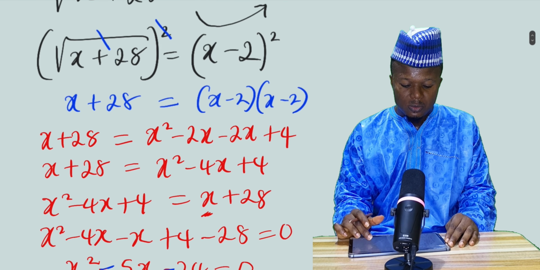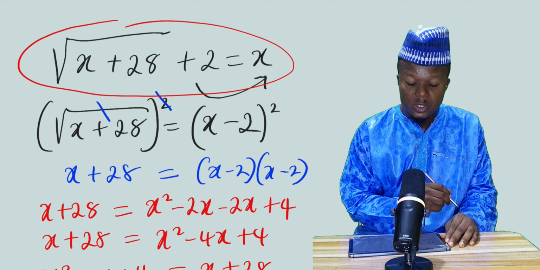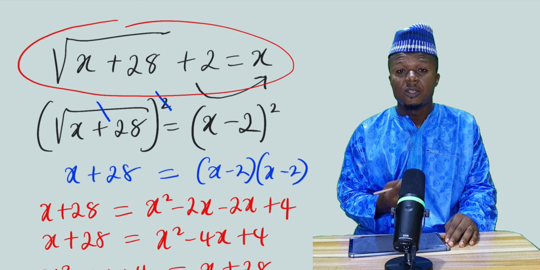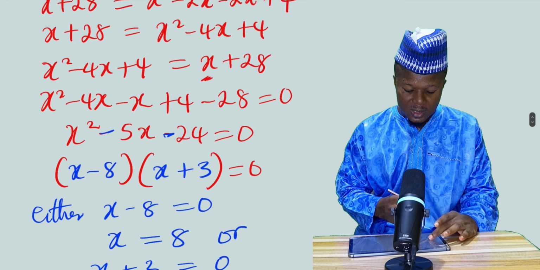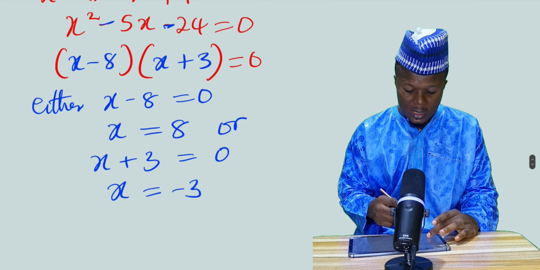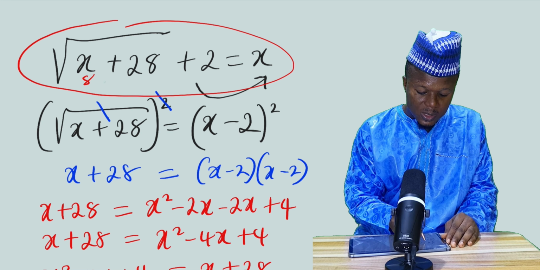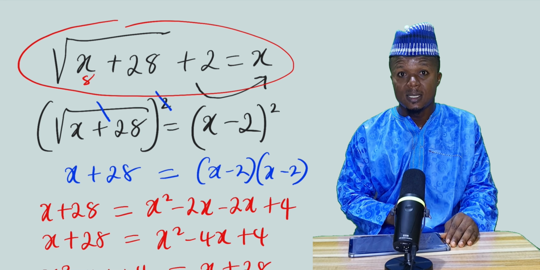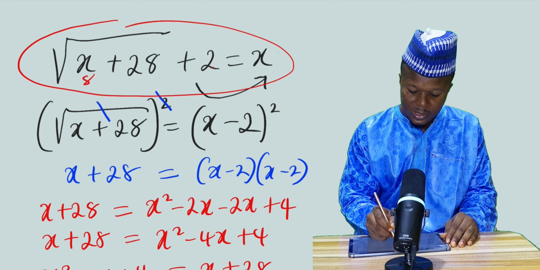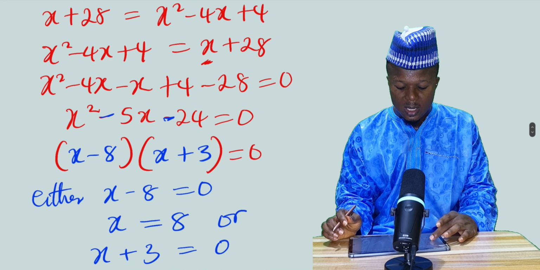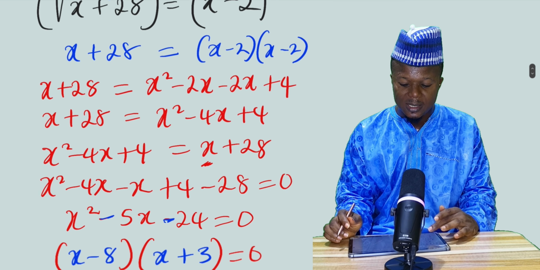But remember the original equation. Look at what we have. Can we check for extraneous solutions? Sometimes you can have a solution but it doesn't satisfy the equation. Let's see. The first solution is 8. If you put 8 here for x, it becomes 8 plus 28, which is 36, and square root of 36 is 6. 6 plus 2 gives us 8, so 8 is okay.